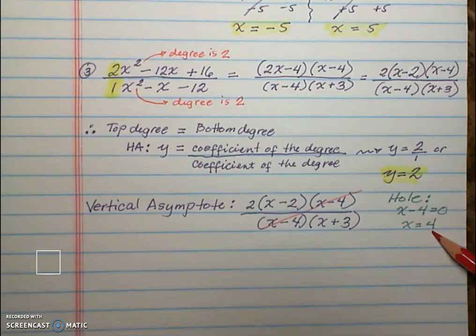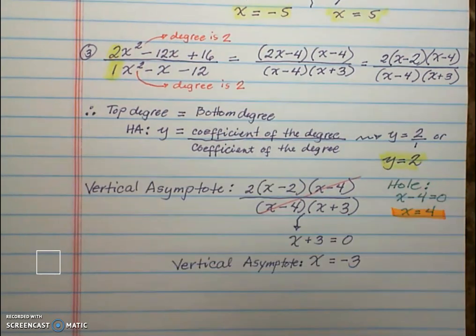What that means is that 4 is not part of your domain. Now, why can't it be part of your domain? If it's 4 here, then your denominator becomes 0, and that is undefined. So therefore, 4 is not part of your domain, and it's called a hole, which I'm going to show you later in the graph. All right, now let us solve for the vertical asymptote. Take the denominator x plus 3 and set it to 0. Use the shortcut again: take the positive 3 and move it to the other side, and it becomes a negative 3. Therefore, your vertical asymptote is x equals negative 3.